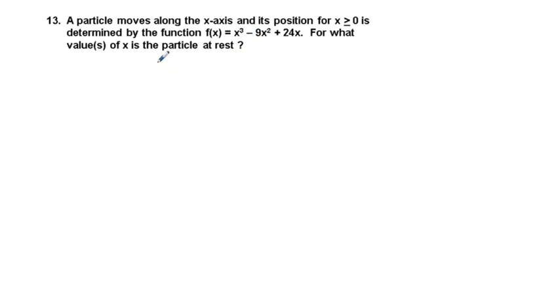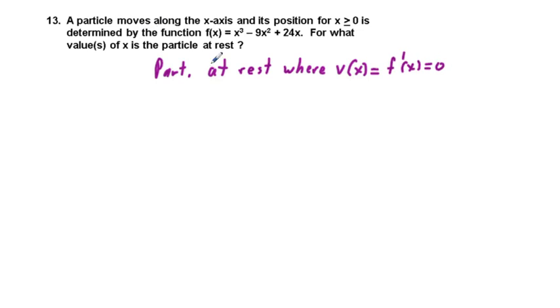So I'm just going to write this down. Particle at rest where velocity, I'll call it v of x, equals f prime of x equals 0. And so finding that first derivative, we'll say f prime of x is equal to 3x squared minus 18x plus 24.